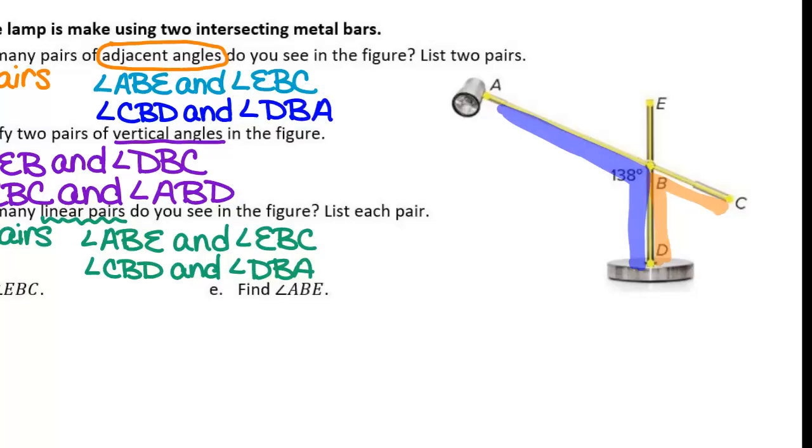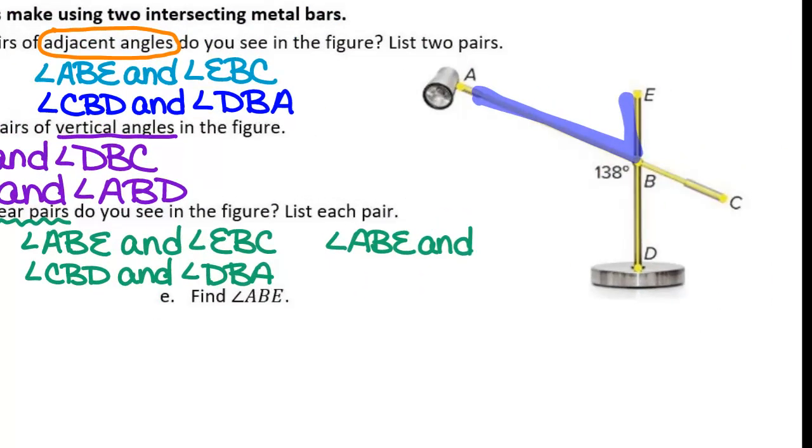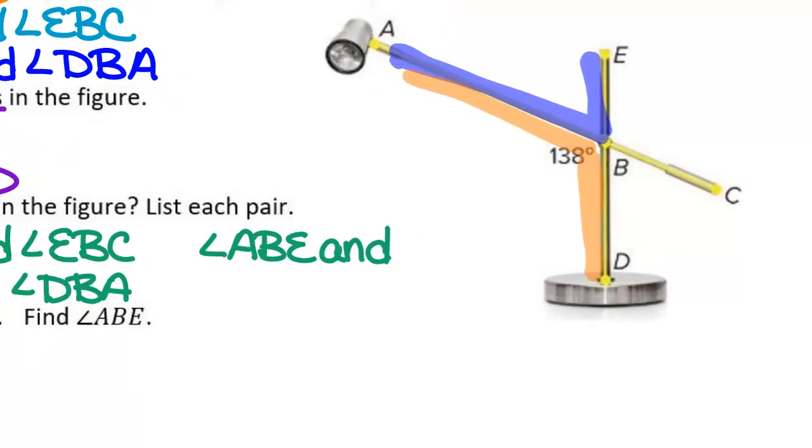What other directions do I have other than above and below? I've got left and right. Let's name our left and right angles. Well, I know this one's on the left side, angle ABE. What would make a linear pair with that would still be on the left-hand side? DBA, yes. This angle right here. They're both on the left side of this post. So angle DBA.